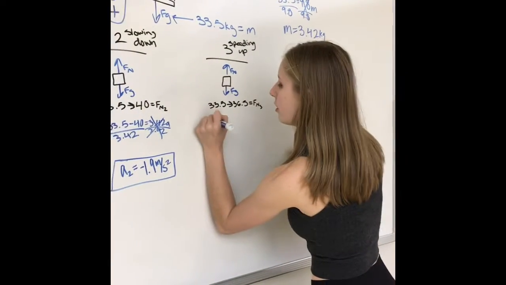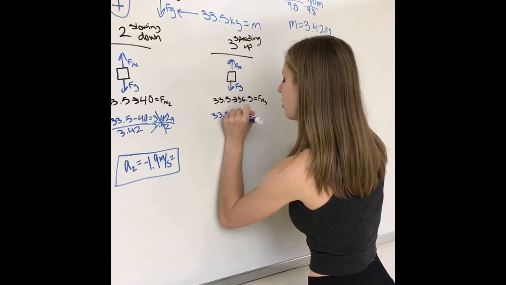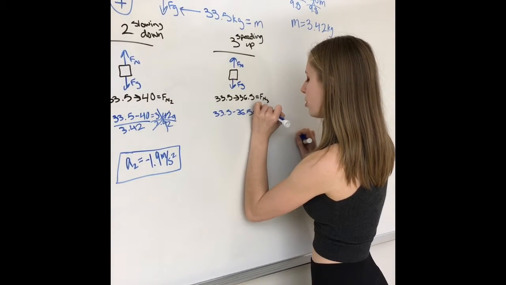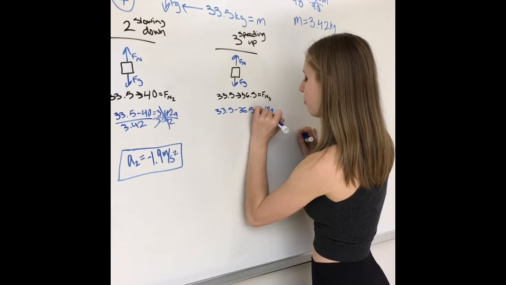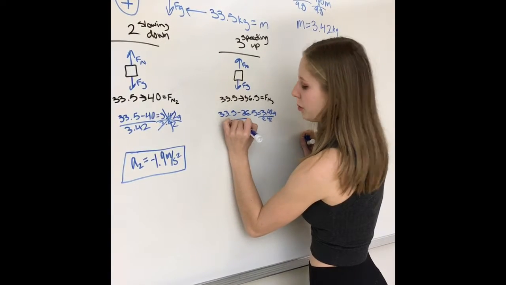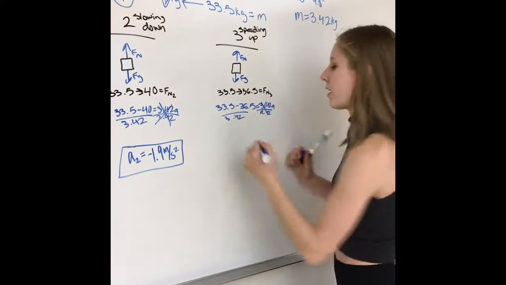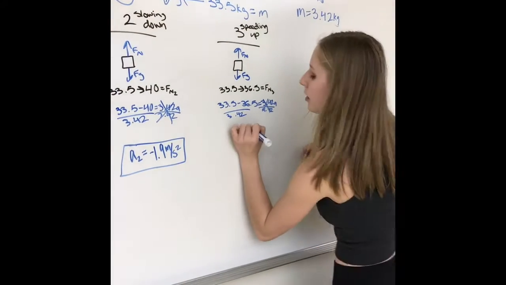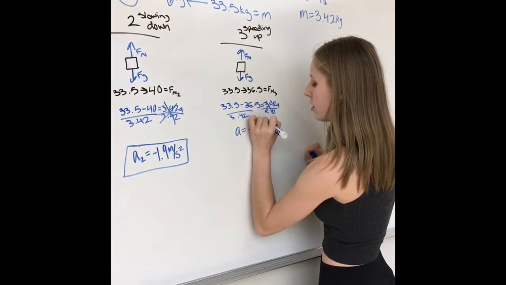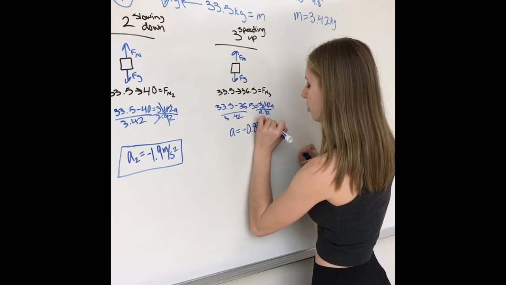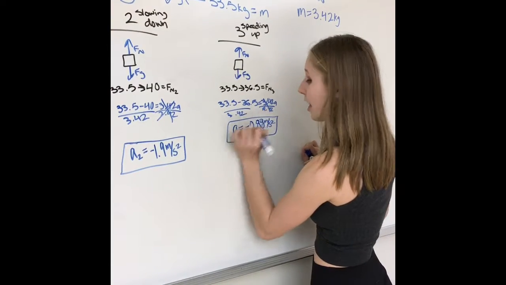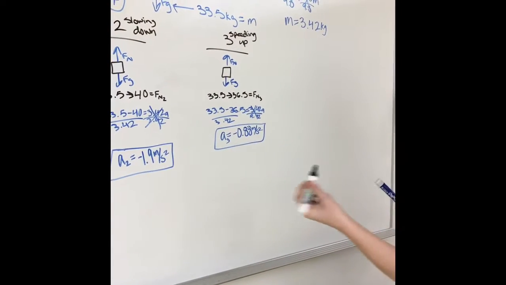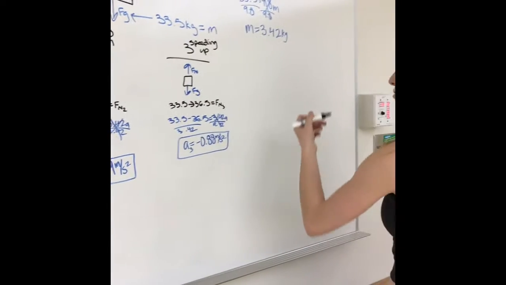Now we're going to take 33.5 minus 36.5 equals 3.42a. Divided by 3.42, a is negative 0.88 meters per second squared. That's the third.